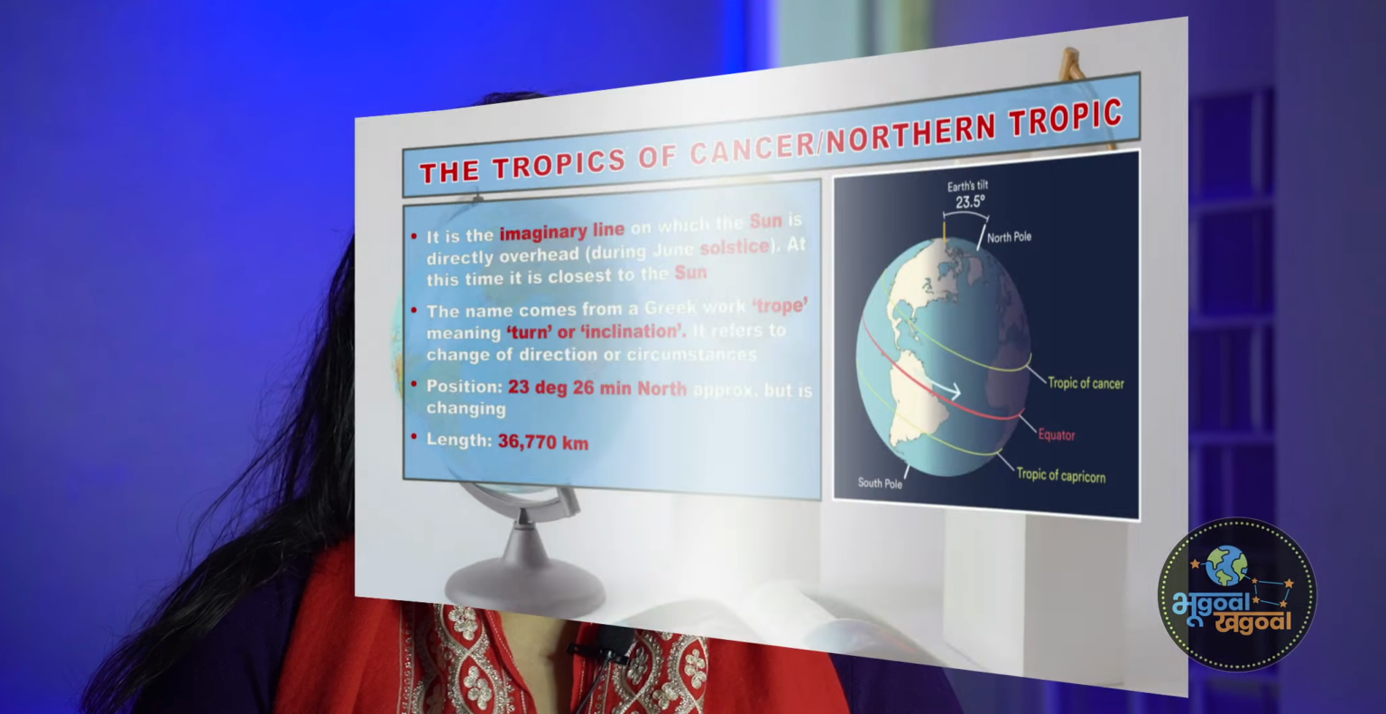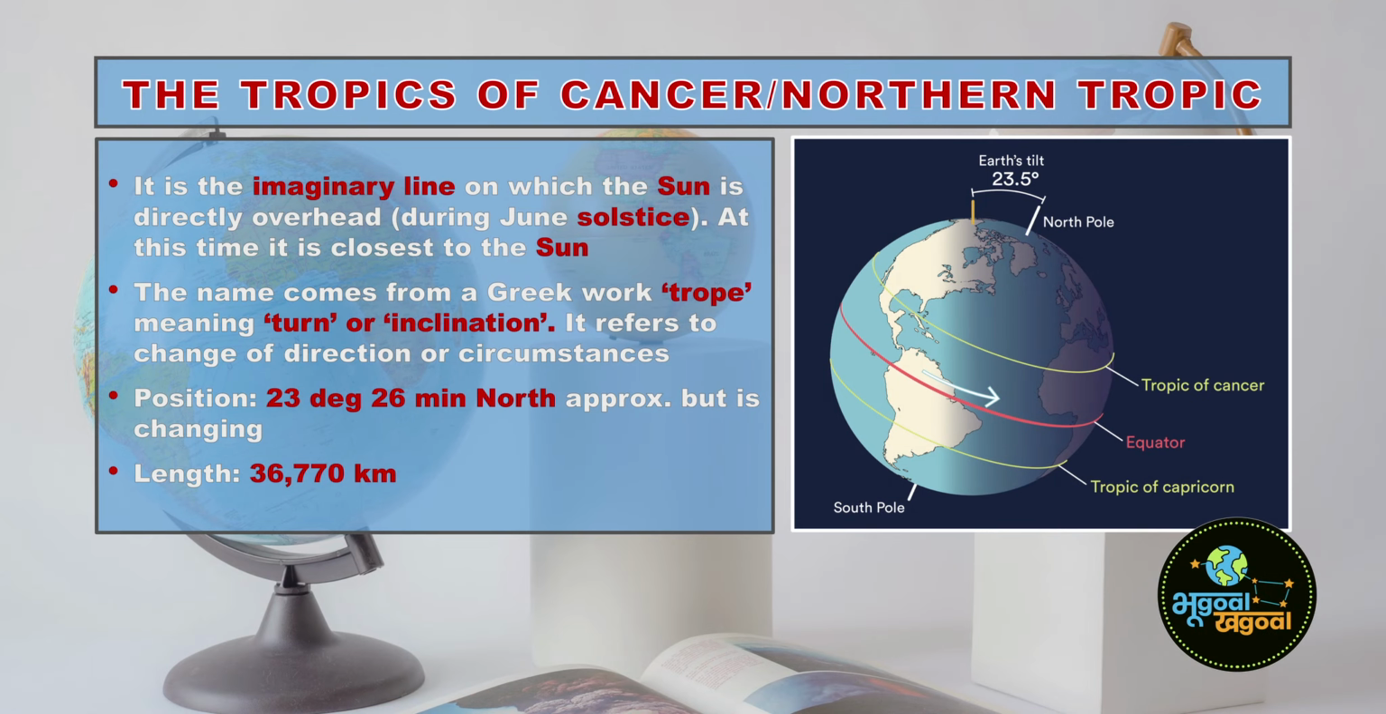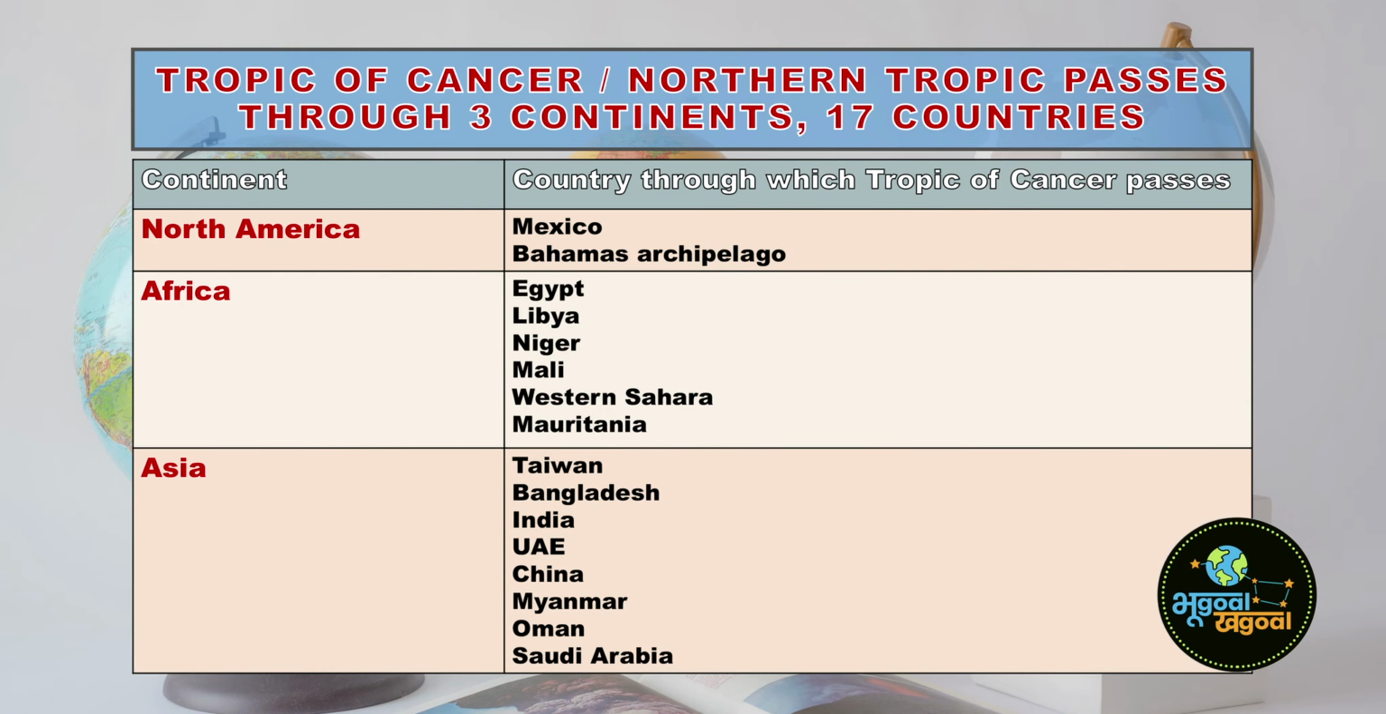The position of Tropic of Cancer is not the same, but it deviates a little bit. But at present it is at 23 degrees 26 minutes north. The total length of Tropic of Cancer is 36,770 kilometers. Tropic of Cancer passes through 3 continents of North America, Asia and Africa.